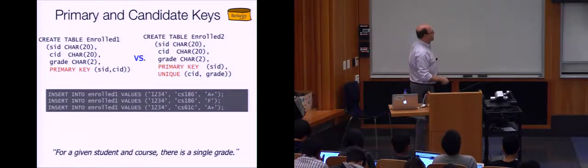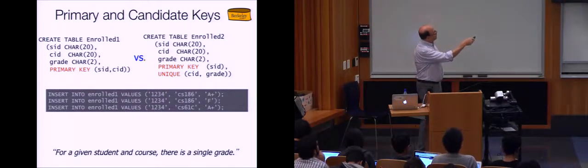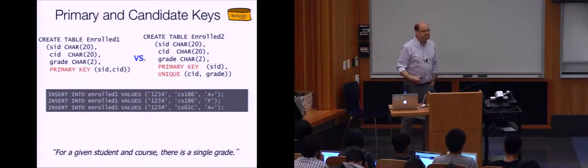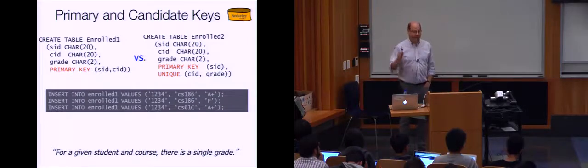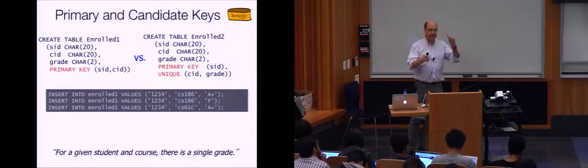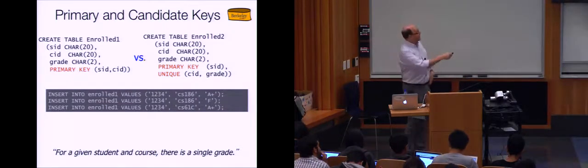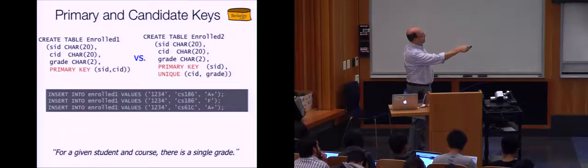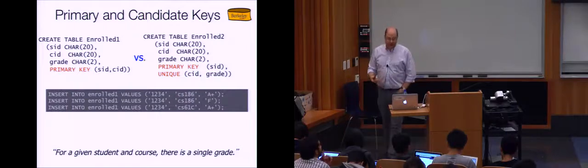So does it look like enrolled one, this primary key specification, is encoding this constraint? Looks like it is, right? It's saying that for any given student, any given course, at most one grade. That means when you try to insert the second grade for 1234 taking this class, they can't do it. All right, so that's enrolled one.